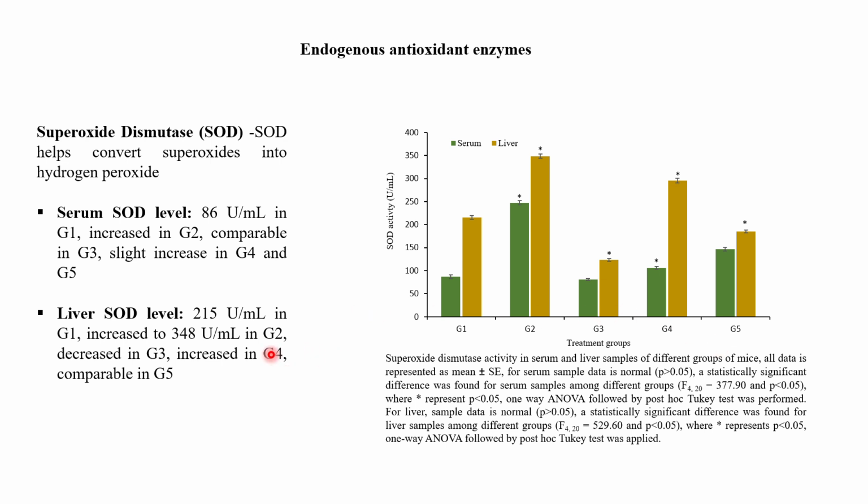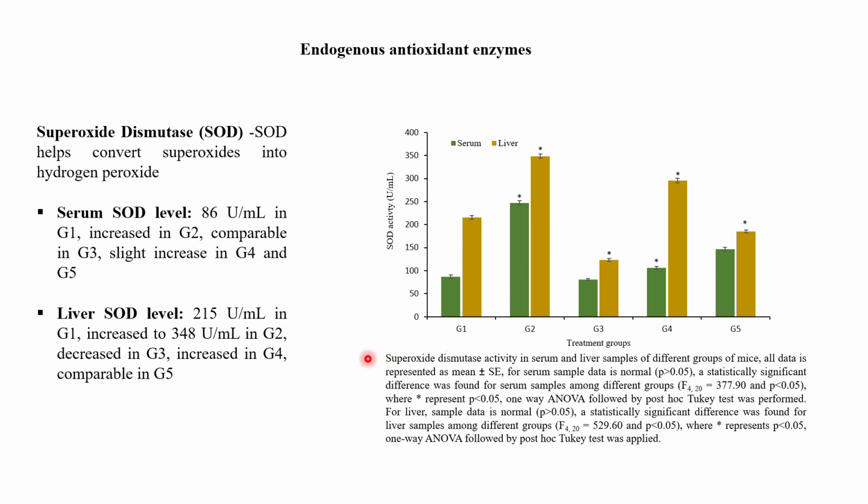Okay, and then the liver SOD level. For the liver SOD level, G1 is the control group. It is about 215 units per ml, and increases to 348 in group 2. Groups 3, 4 and 5 are comparable. The star shows that there is a statistically significant difference.